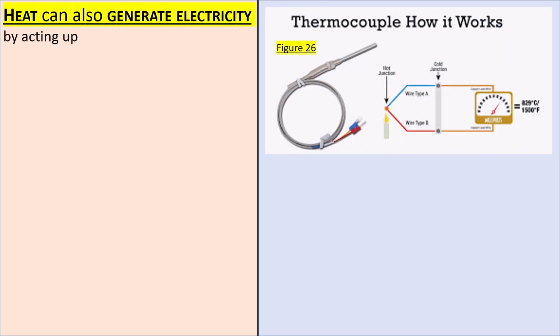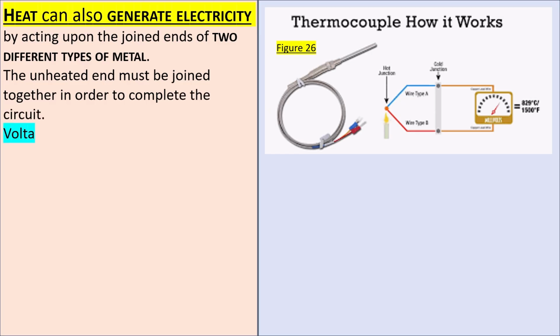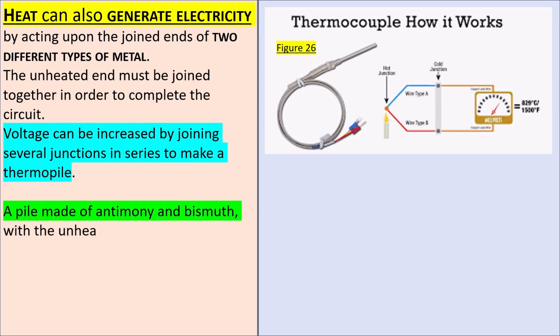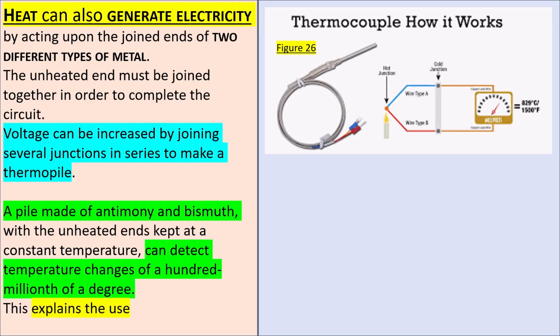Heat can also generate electricity. By acting upon the joined ends of two different types of metals, the unheated ends must be joined together in order to complete the circuit. Voltage can be increased by the joining of several junctions in series to make a thermopile. A pile made of antimony and bismuth with the unheated ends kept at a constant temperature can detect temperature changes of 1/100th of a millionth of a degree. This explains the use of the thermocouple or thermopiles in our industry.